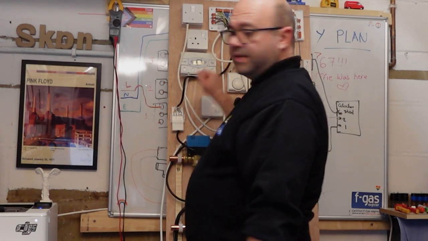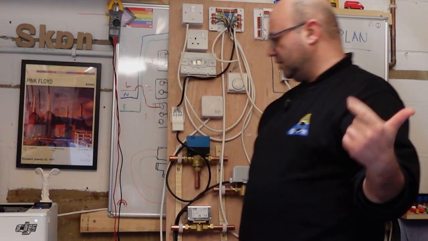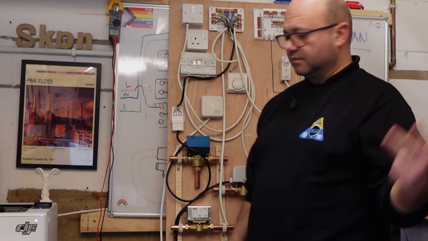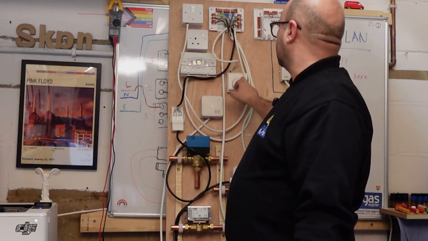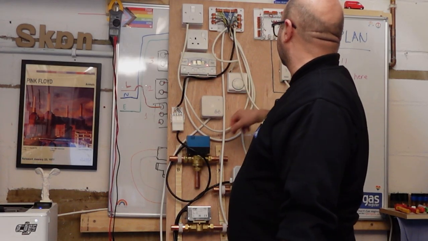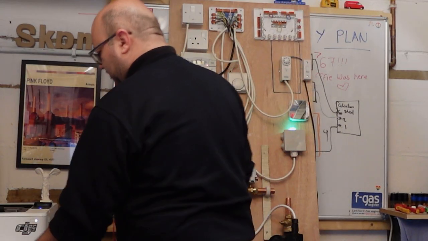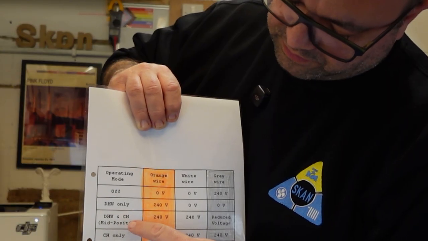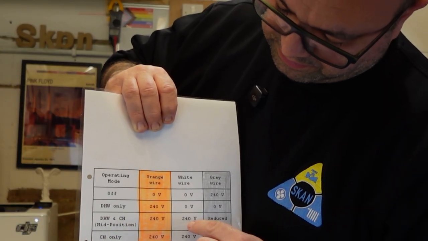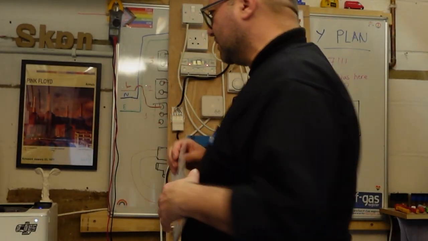We have one more combination now, guys. We checked the heating only, the hot water only, and let's check both. Heating and hot water, so both on constant. We make sure we do have a call for heating and a call for hot water, we put on the maximum. And now what we expect to see, with heating and hot water and central heating, is orange 240, white 240, and reduced voltage on the gray. Let's see what that is.